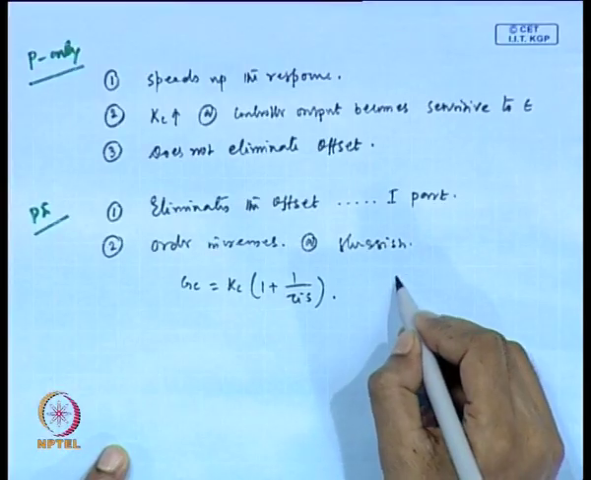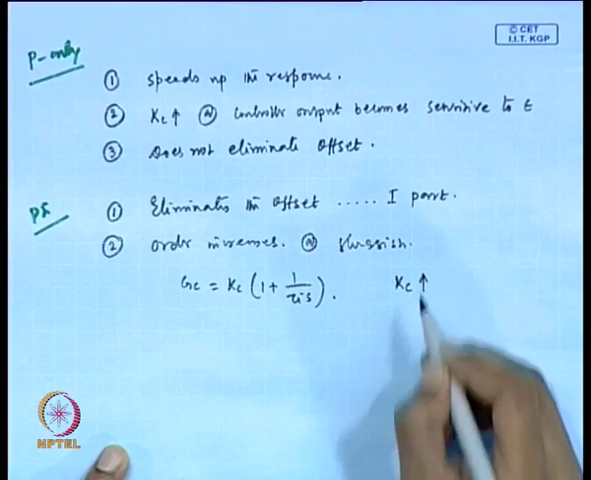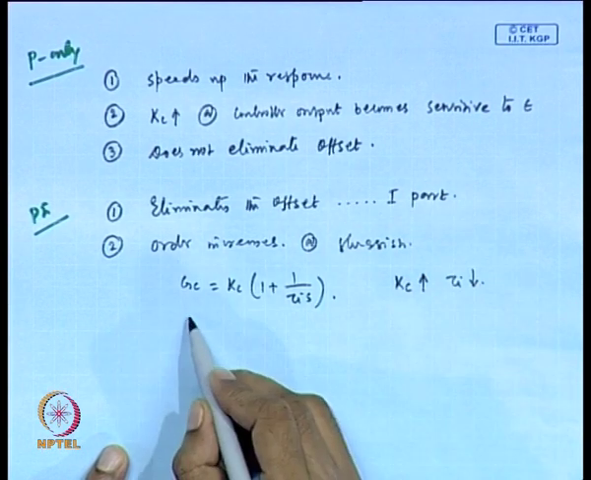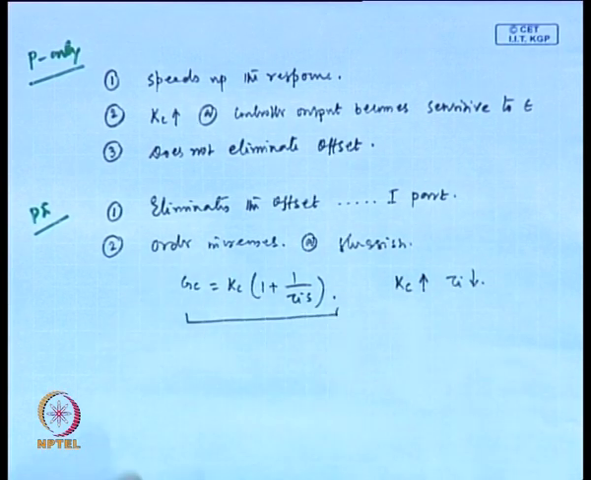Now, we want to speed up the response. How can we do that? Either by increasing Kc or decreasing tau I, isn't it? We can speed up the response either by increasing Kc or by decreasing tau I. If you see the PI control equation, it is clear that with the increase of Kc, the overall system response becomes faster.